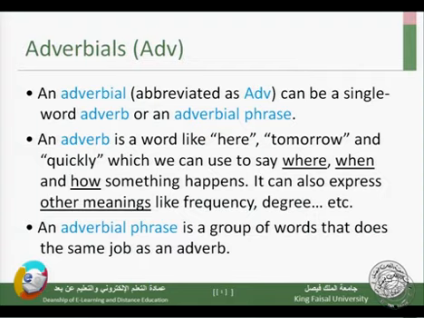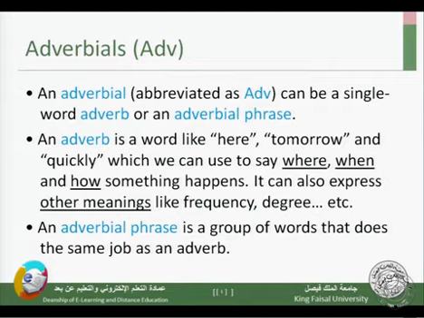An adverb is a word like here, tomorrow, and quickly. So these words are called adverbs. They are used to say where, when, and how something happened. Okay, so they give us information about the time, about the position, and about the manner. They also give us more information about other meanings as well, so they can refer to frequency, something that happens frequently at different frequencies, and they can refer to degree. And we will see each of these adverbs and give some examples for each one of them.